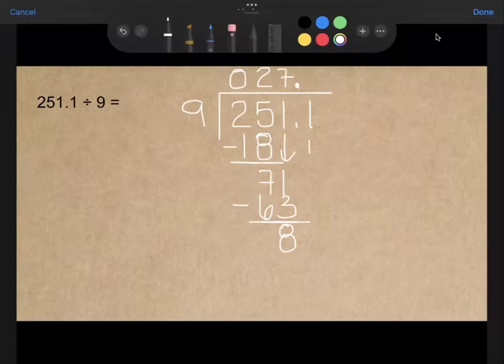Okay, now I'm going to bring down this 1 here, and 9 fits into 81 exactly 9 times. So I'm going to go ahead and put up that 9 here. 9 times 9 is 81. And when I subtract it, I have 0 left over. So now, since there are no remainders and no more numbers to bring down, I know that I have completed this problem. And the decimal was already in the right place. I didn't even have to worry about it when I was dividing. So the final answer here would be 27.9.